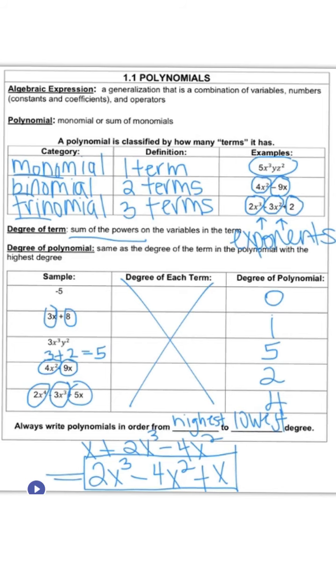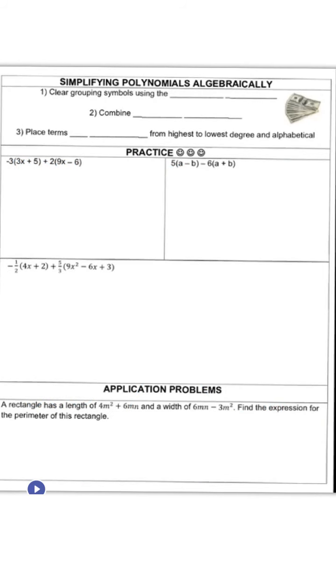Let's move on to the next page now. So for this lesson, we're going to be simplifying polynomials by adding or subtracting them. The first step is to clear grouping symbols using the handy-dandy distributive property. See if I can squeeze all that on there. And then you're going to combine like terms.